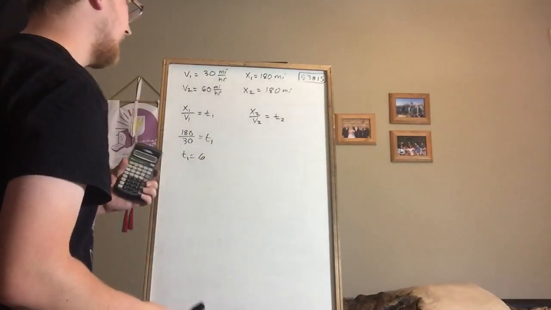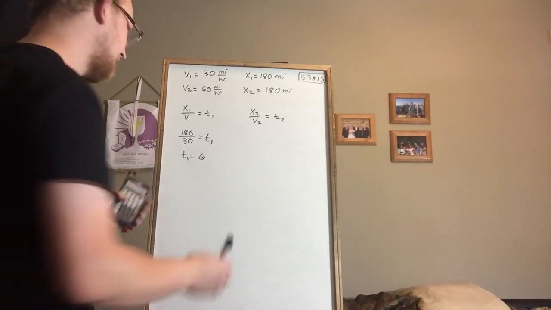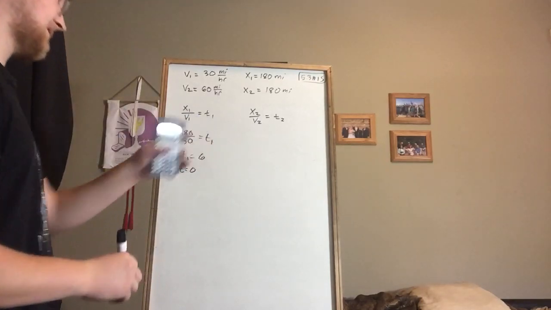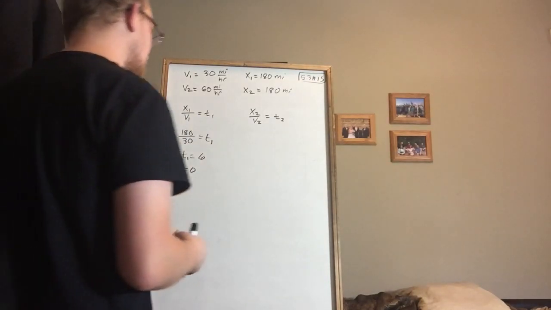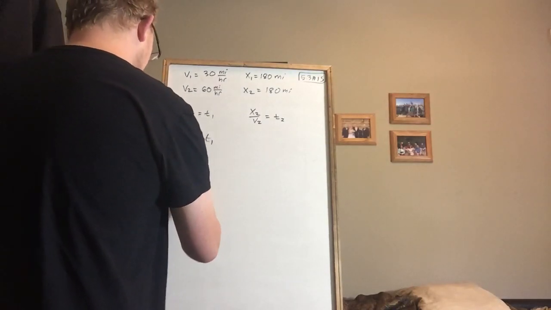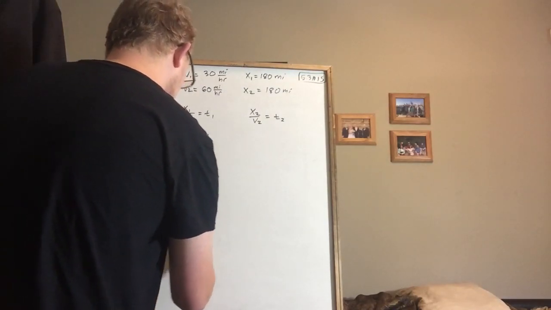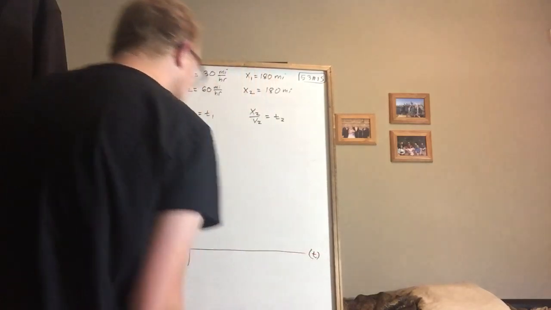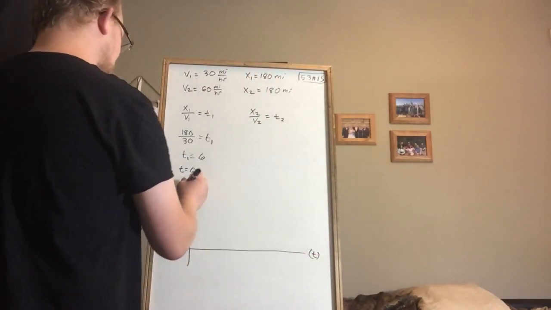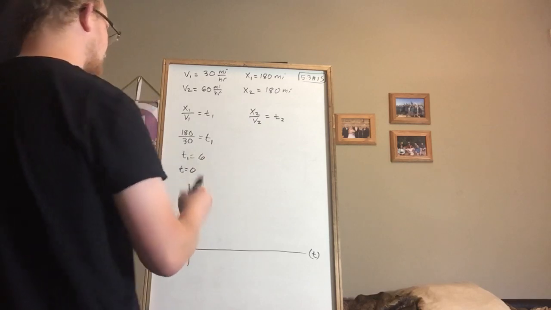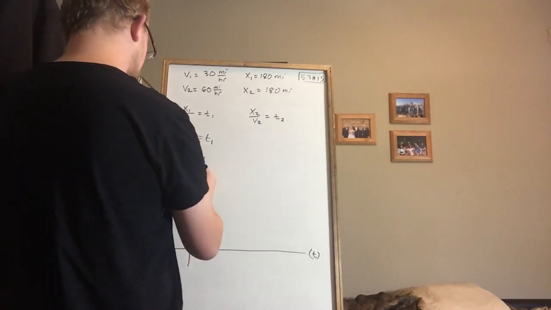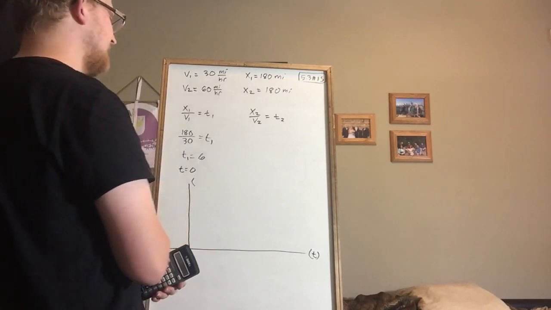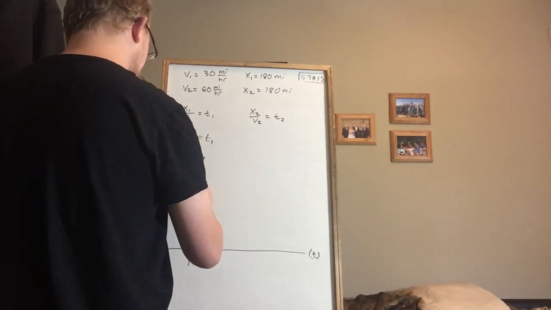And that's our final time, because we know we started the trip at time 0, and it took us 6 hours to get there. So let's go ahead and graph that out. On my x-axis, I'm going to do it in terms of time in hours, and my y-axis is going to be in terms of distance. Actually, let's make it in terms of velocity.